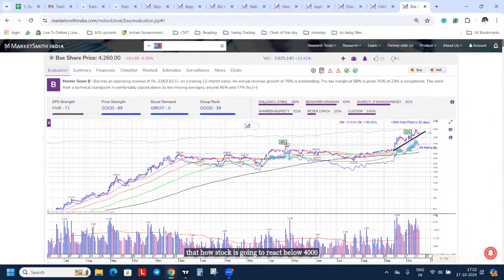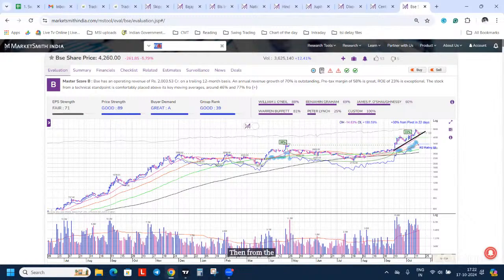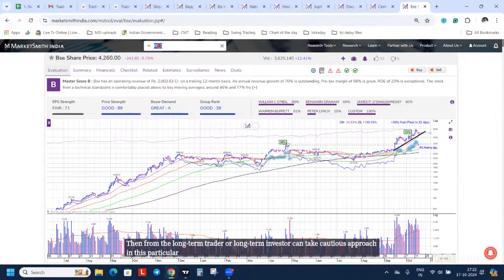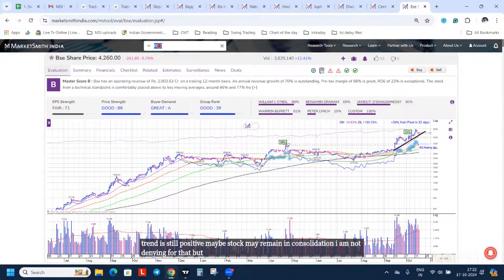If it is sustainably trending below 4,000, then a long-term trader or long-term investor can take a cautious approach in this particular stock. Otherwise, the trend is still positive. Maybe the stock may remain in consolidation. I am not denying that, but overall trend and sentiment is positive. But I'm not denying another 5%, 7% correction from the current level in Bombay Stock Exchange.